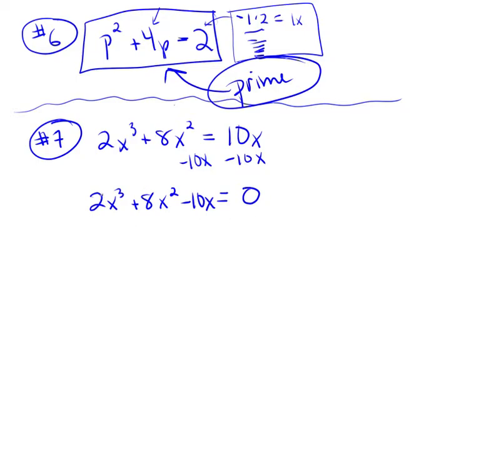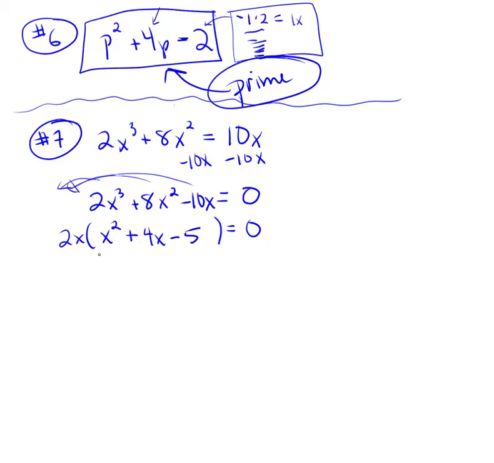So now I see I have a common GCF of 2x. So I'll factor that 2x out first and bring down my equals 0. So let's see, 2 divided by 2 is 1. So that'll be a 1. x times x squared, which I like, is x cubed. 2 times 4 is 8, and x times x is x squared. And 2 times a negative 5 equals negative 10, and x times this negative 5 is negative 10x.